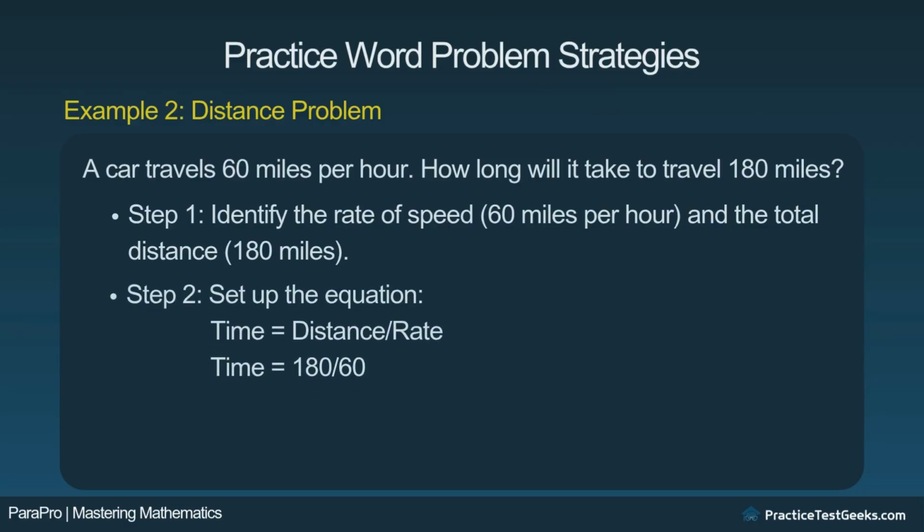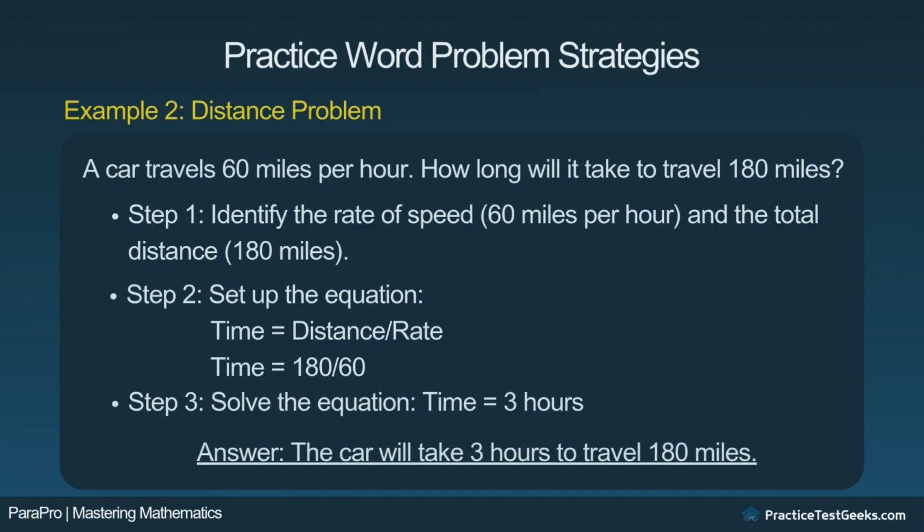Step 2. Set up the equation. Time equals distance divided by rate. Time equals 180 divided by 60. Step 3. Solve the equation. Time equals 3 hours. Answer: the car will take 3 hours to travel 180 miles.